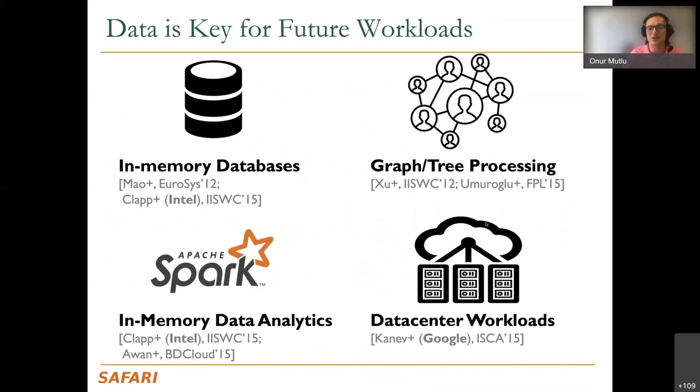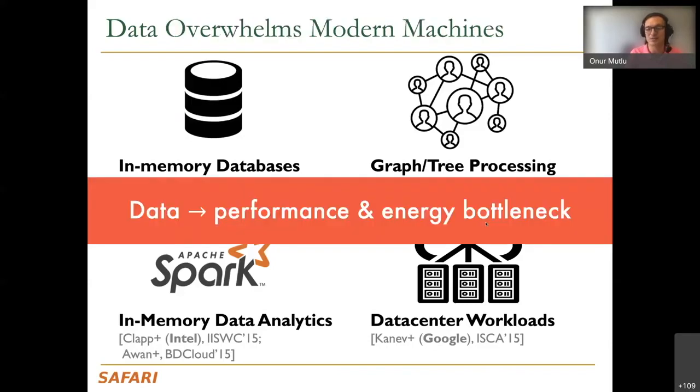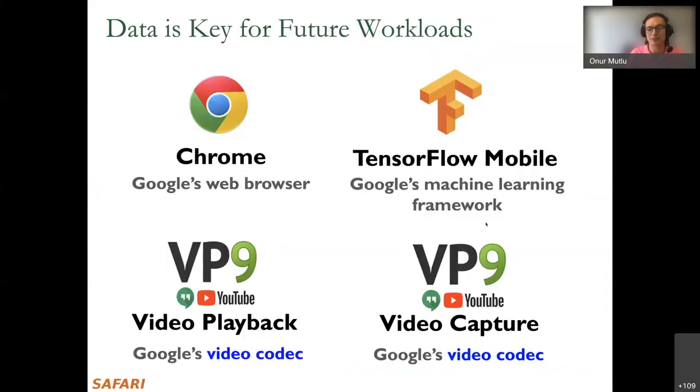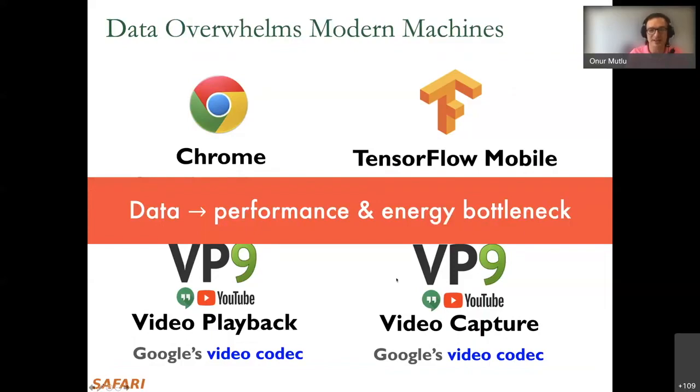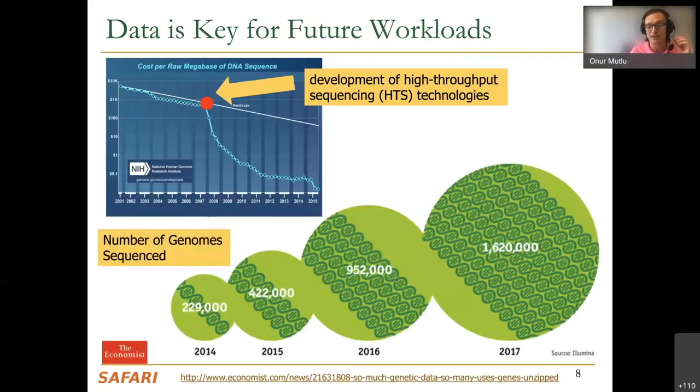And data is key for many workloads. These are some workloads that we're used to. They're going to become even more data intensive. It becomes a performance and energy bottleneck. These are some mobile workloads, less server workloads, but they're equally and maybe more so data intensive. In fact, we're exercising some of these workloads right now as we do remote calls. And data is a performance and energy bottleneck in these workloads. And some future workloads are going to be even more data intensive.